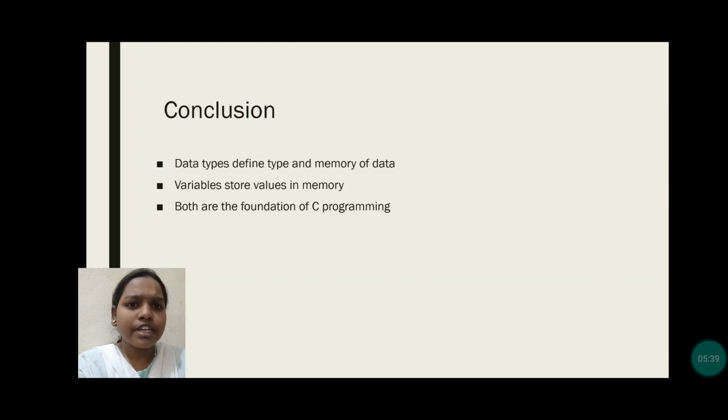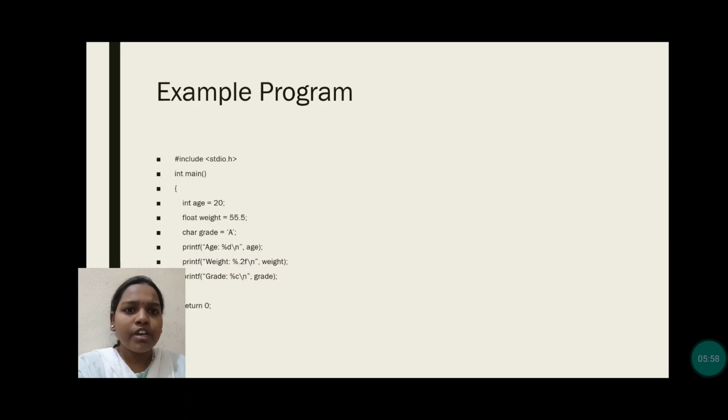And conclusion: data types define the type and memory of data, and variables store values in memory. Both are the foundation of C programming. And this is all about variables and data types. For this program we have to declare and initialize, and we have to combine both of these.